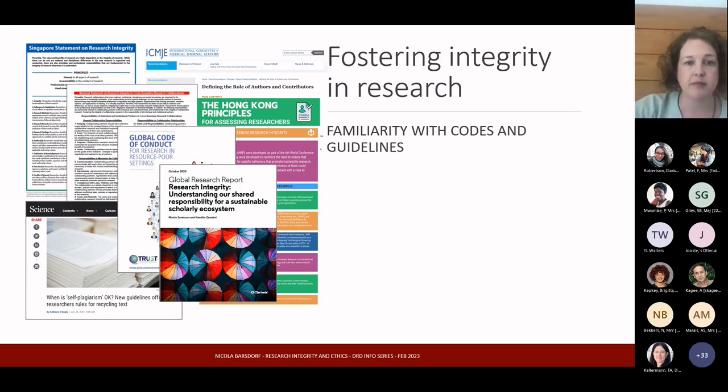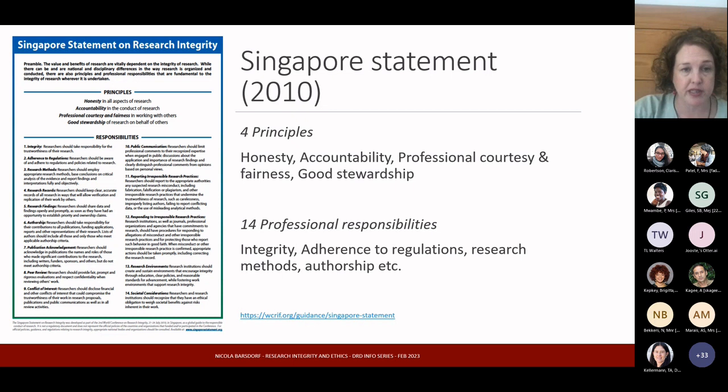And obviously the first is some kind of familiarity with codes and guidelines in ethics and integrity. And I'll spend just one slide each on some of the more important guidelines that would be relevant to researchers in South Africa, and which we use at Stellenbosch University and encourage researchers to adhere to. The first is the Singapore Statement, published in 2010, which came out of the World Conference on Research Integrity. This statement has 4 principles and 14 professional responsibilities. It's a short one-pager, and it's worth integrating this into your research literature.